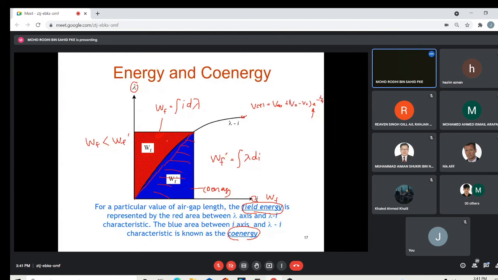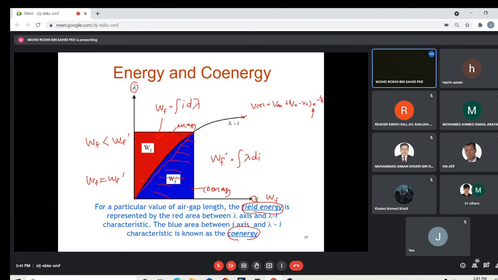This is the energy. It's less than the co-energy. Energy stored in the magnetic system is less than co-energy. Co-energy is bigger. But if we operate in certain conditions and we consider that this curve is almost linear, so we can say that if it is linear, the energy is almost equal to the co-energy.